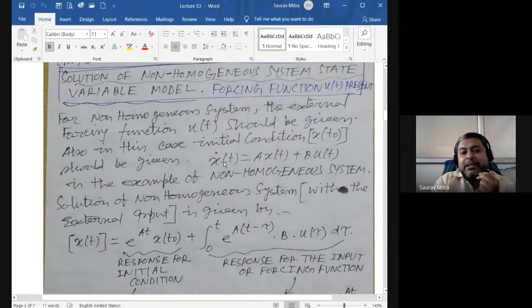In some books it might be written as q dot t is equal to Aq(t) plus Bx(t). I repeat, q dot t is equal to Aq(t) plus Bx(t). In that case, q dot is nothing but the differential of the state variables. q(t) is nothing but q1(t), q2(t). So in that case I'm representing q as the state variable, and here I have represented x as the state variable.